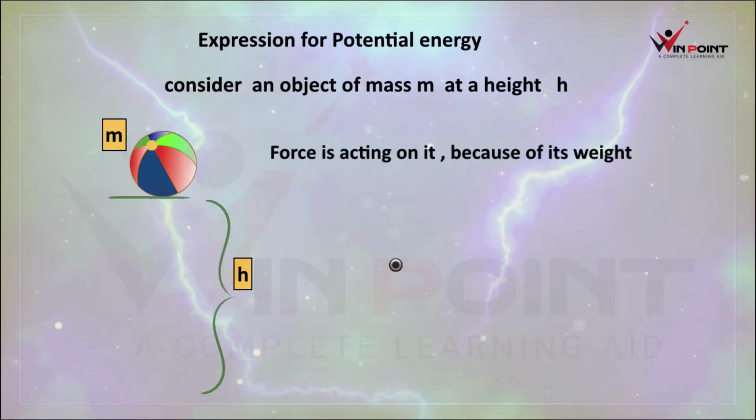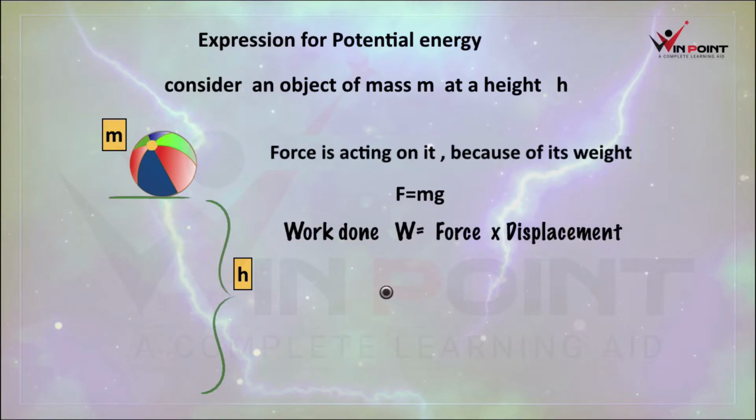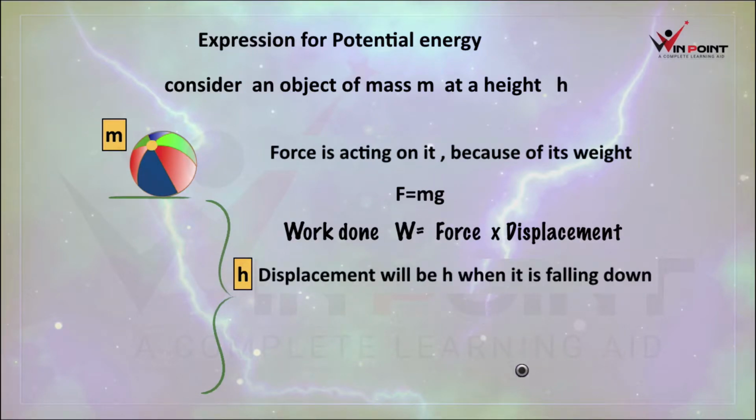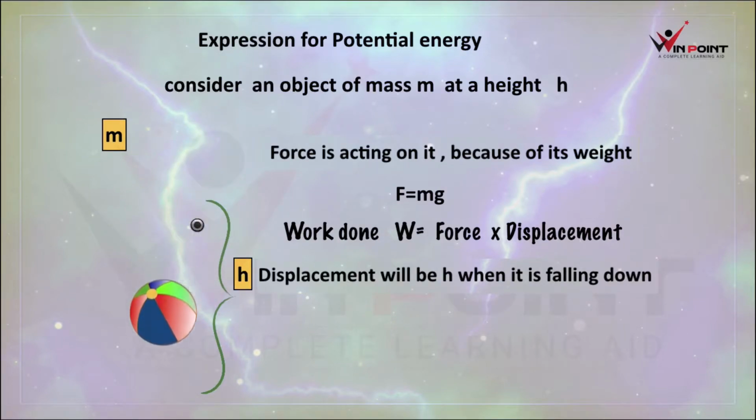What is the equation for work done? Work done is force into displacement. Why are we finding work done here? To find energy, we can find work done because both are the same. Work done equals force into displacement. What is force? It is mg. Displacement will be h when it falls down. Just imagine it is falling down. When it is falling down, it was the initial position. Now it is the final position.